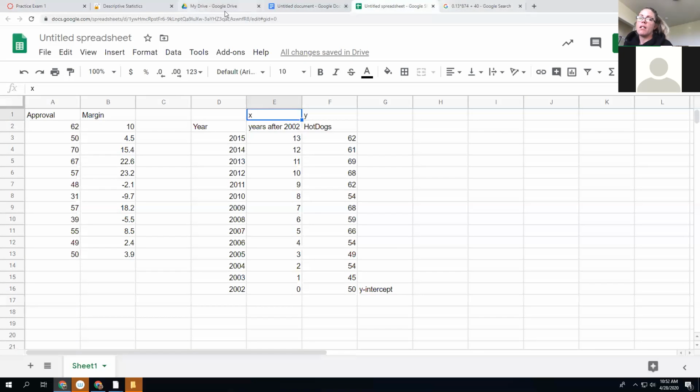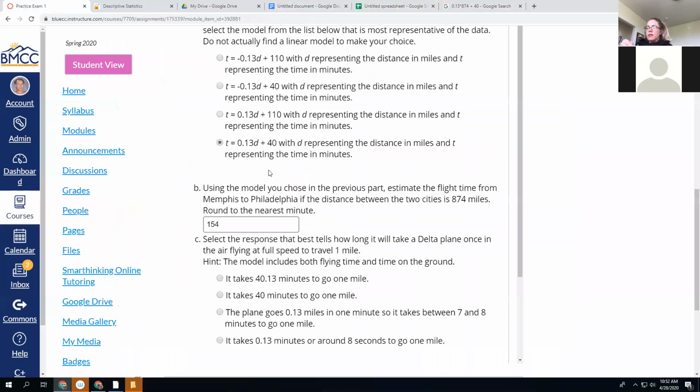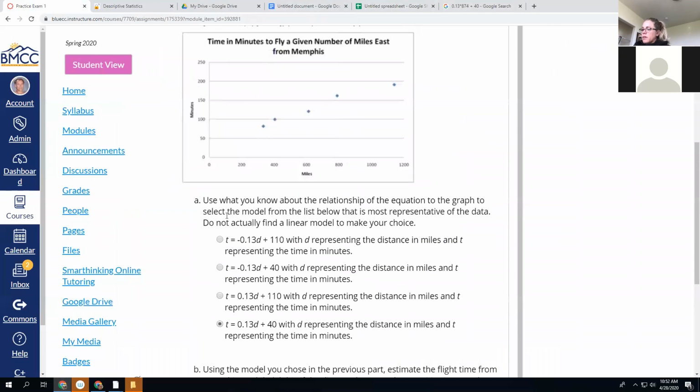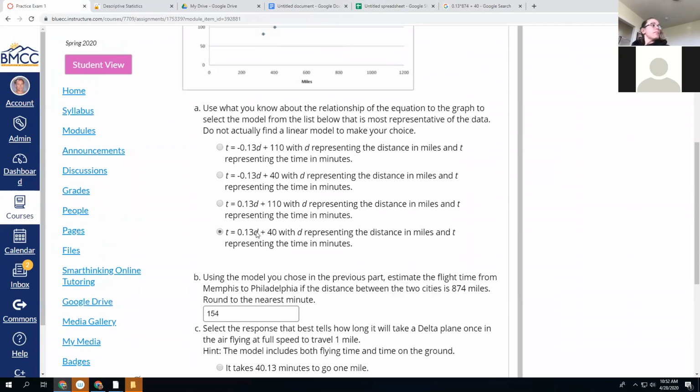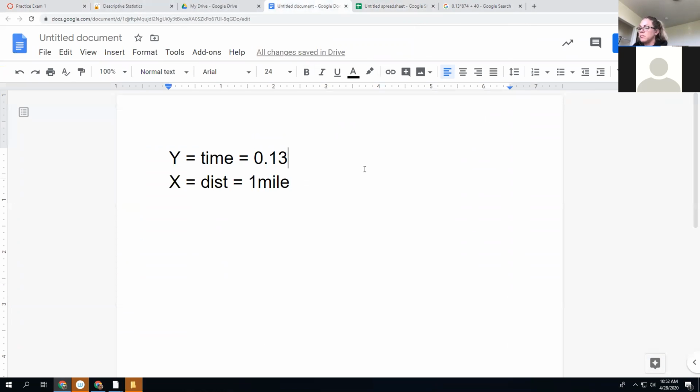If I'm doing this right, hopefully, 0.13 over 1. And what is that 0.13 measured in? Back here, minutes is that one right there. So this says 0.13 minutes for every mile. So the slope is 0.13. Since y is time, that means the slope is 0.13 minutes per 1 mile. I would look for a sentence that has those two facts in it.